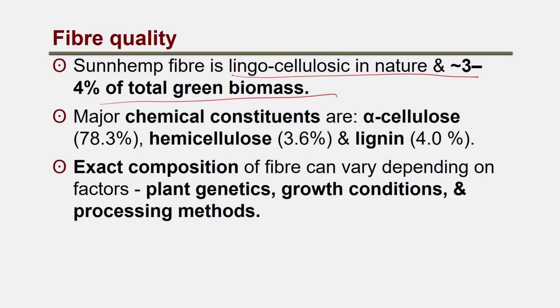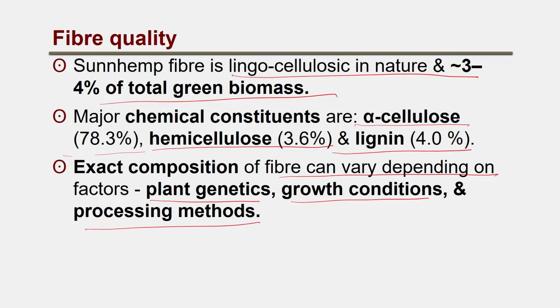Major chemical constituents are alpha cellulose 78.3%, hemicellulose 3.6% and lignin 4%. So the exact composition of fiber can vary depending on factors like plant genetics, growth conditions and processing methods. Definitely a number of variables or factors can affect the yield of the fiber, particularly genetics. You have already seen that some of the varieties give more fiber yield and some give less fiber yield. Similarly, quality. Some varieties will give you better quality than other varieties.